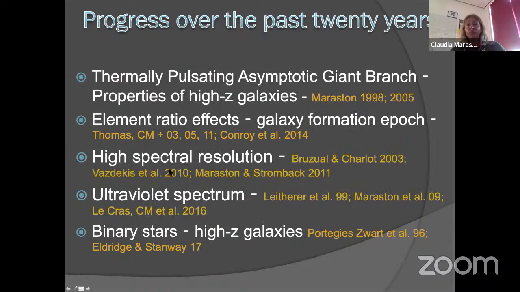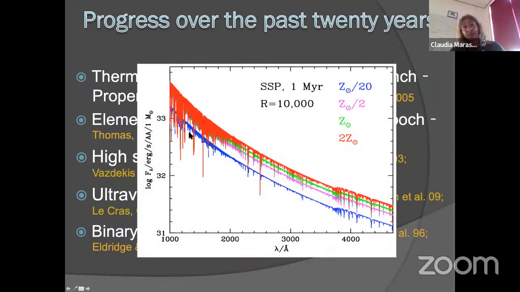It's very nice. High spectral resolution was actually pioneered a bit by Bruzual and Charlot 2003, Vazdekis 2010, our paper 2011, and then the paper I show you here. And this means that you can reach incredibly high resolution. Here I show you something that is theoretical rather than empirical, that you still need for populations that are just 1 million years old. But the resolution is 10,000.